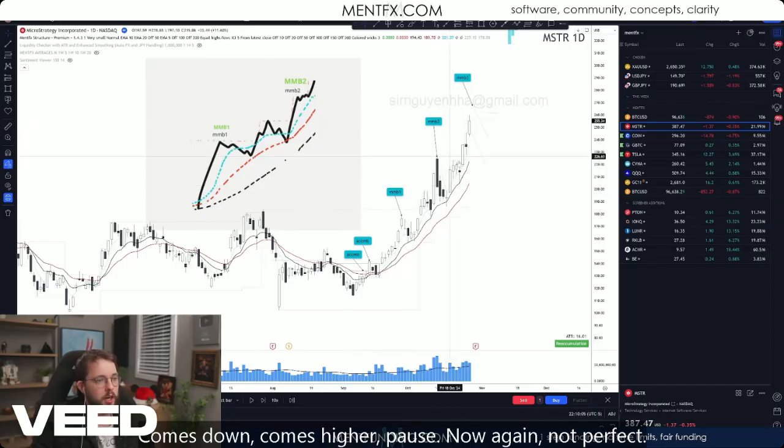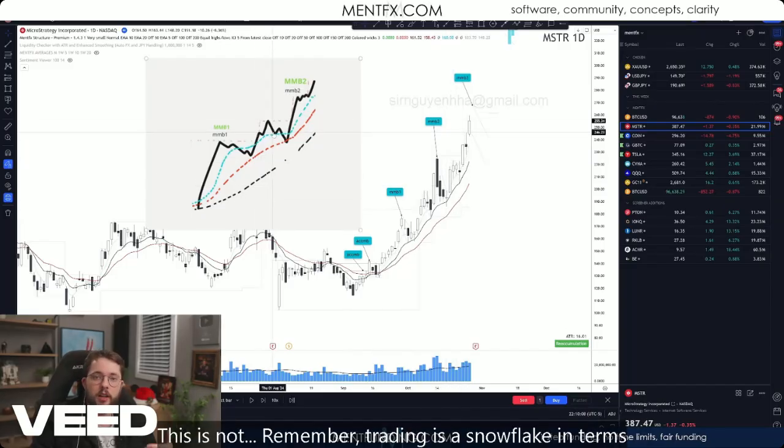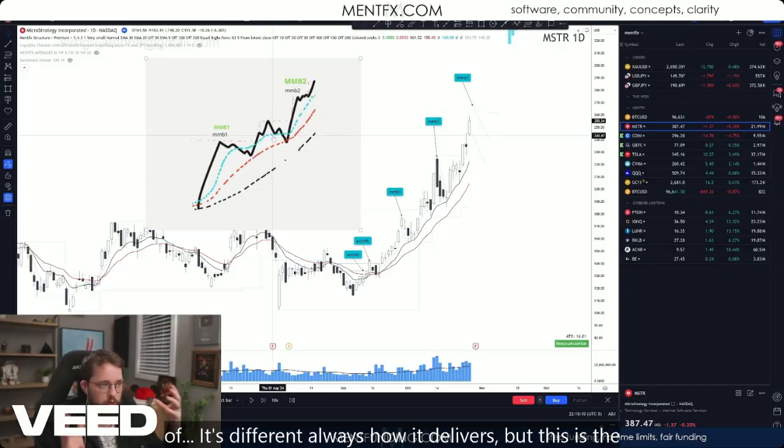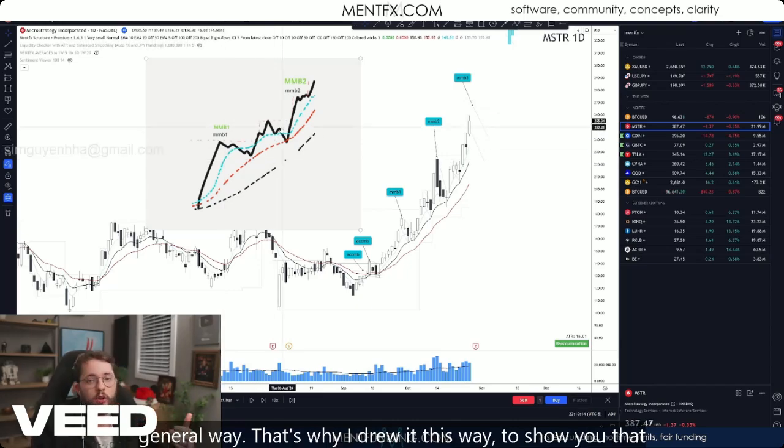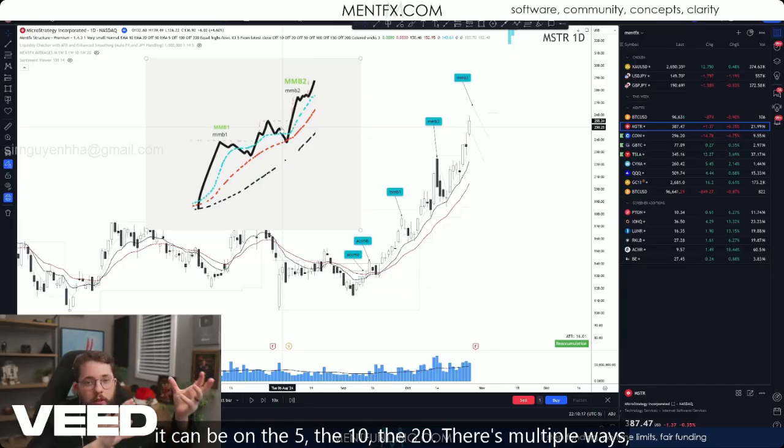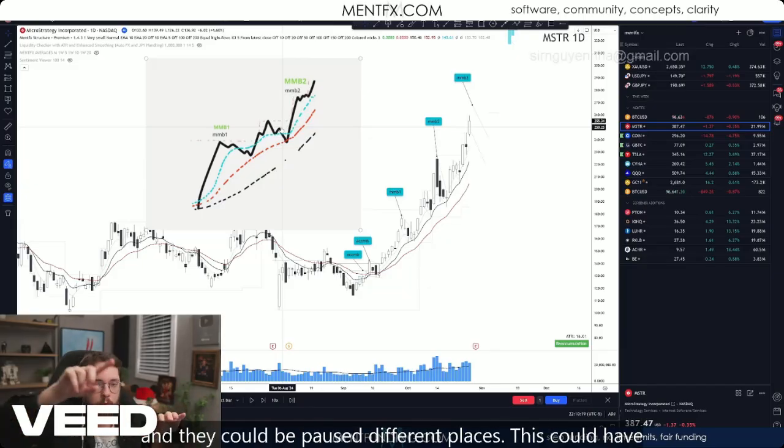Comes down, comes higher, pauses. Now again, not perfect. Remember, trading is a snowflake, it's different always in how it delivers, but this is the general way. That's why I drew it this way, to show you that it can be on the 5, the 10, the 20. There's multiple ways, and they could be paused in different places.